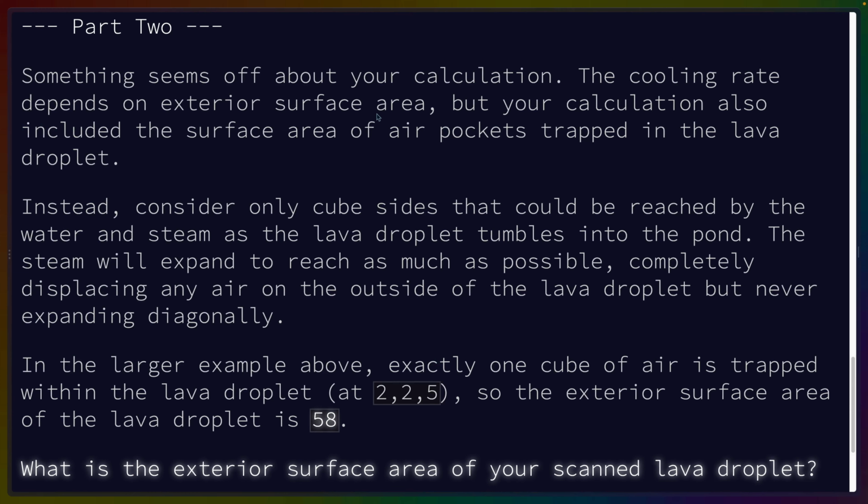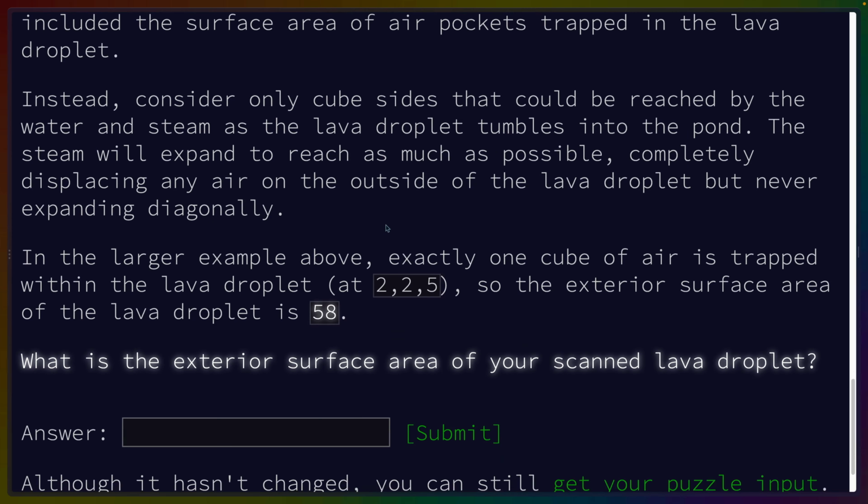So the cooling rate depends on the surface area. Your calculation also included the surface area of air pockets trapped in the lava droplet. Instead, consider only cube sides that could be reached by the water and steam as the lava droplets tumble into this pond. The steam will expand to reach as much as possible, completely displacing any air on the outside of the lava droplet, but never expanding diagonally.